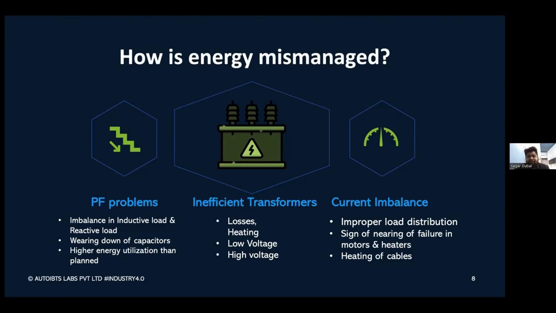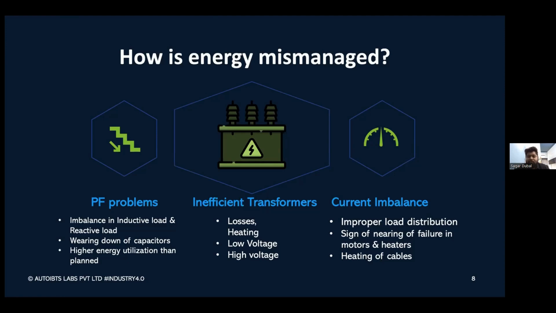So once the company starts facing fines from the electricity board, only then are the capacitors changed. So that is also one big problem. And due to your PF not being correct, your energy consumption will also be higher, because now it will need more amperes to work on the same load.